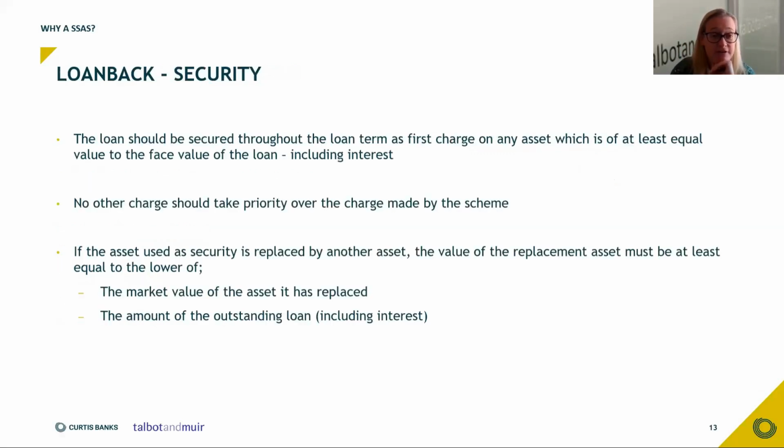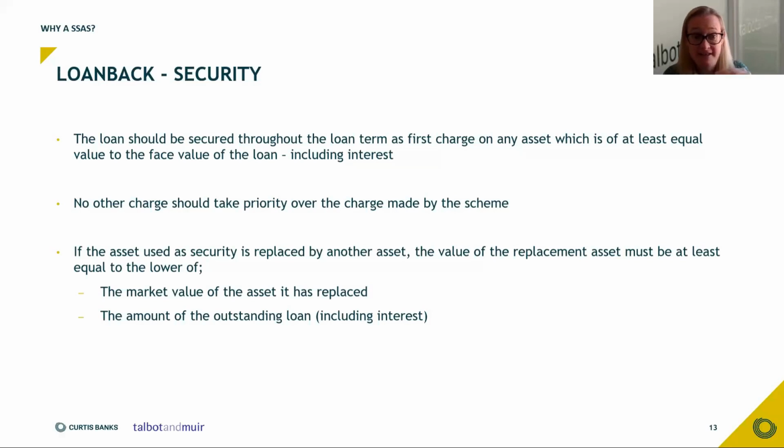In terms of security, there are challenges around that piece. When you grant a loan back from a SSAS, you have to be able to secure the loan against an asset. That asset then has to be equal to the capital value of the loan plus the interest. And what can that asset be? In terms of Talbot and Muir, we'll look at commercial property, and actually being able to put a first charge on some type of property can prove challenging to clients.